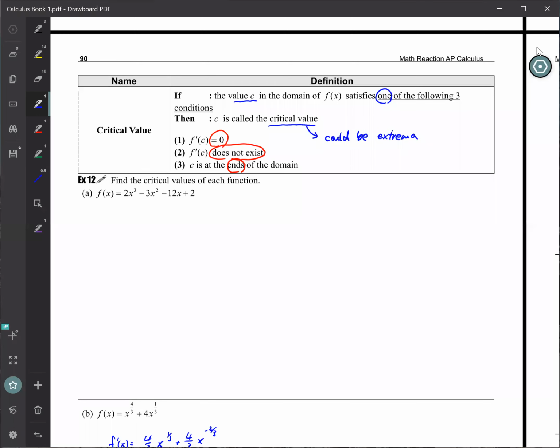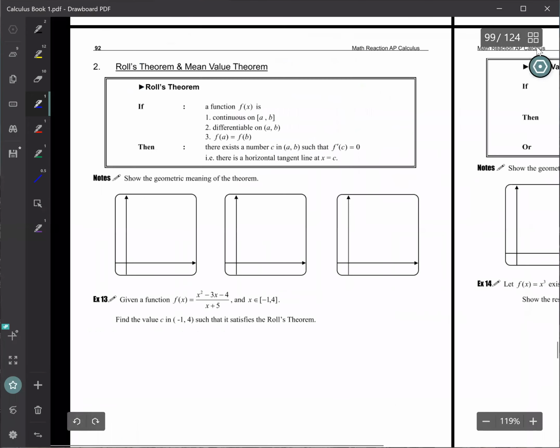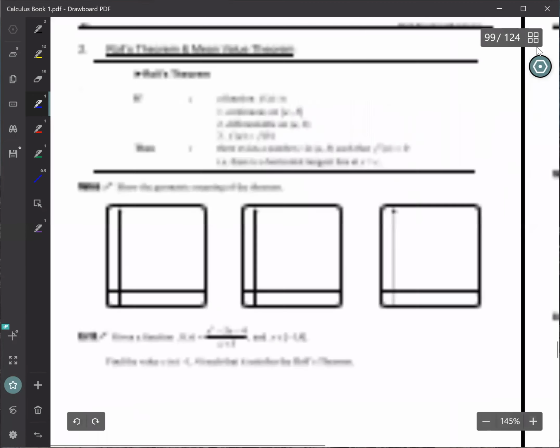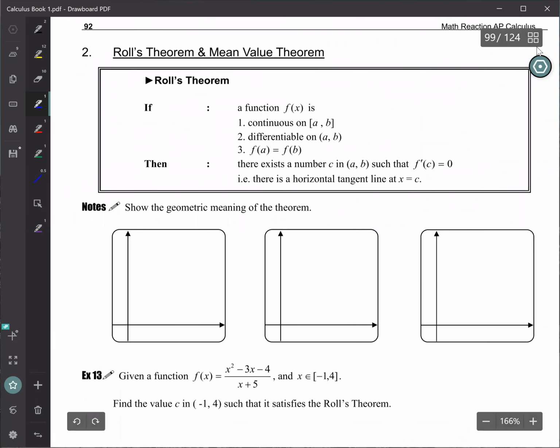So let's move on to the next theorem I want to go over. The next theorem is called Rolle's theorem and the mean value theorem. They are related to each other, okay? So that's why I put them together. The first part is called Rolle's theorem. Rolle is a name, okay? He found this theorem.